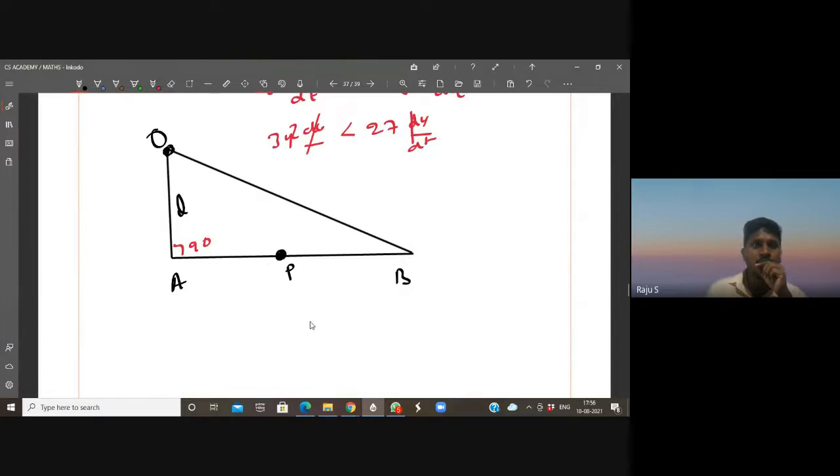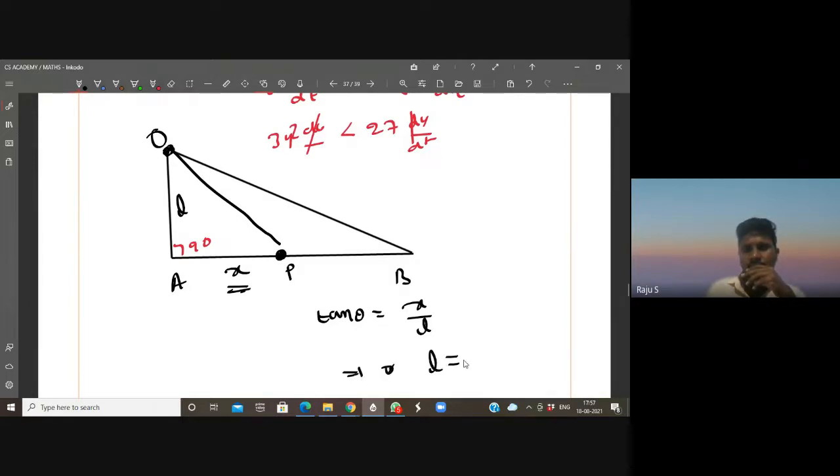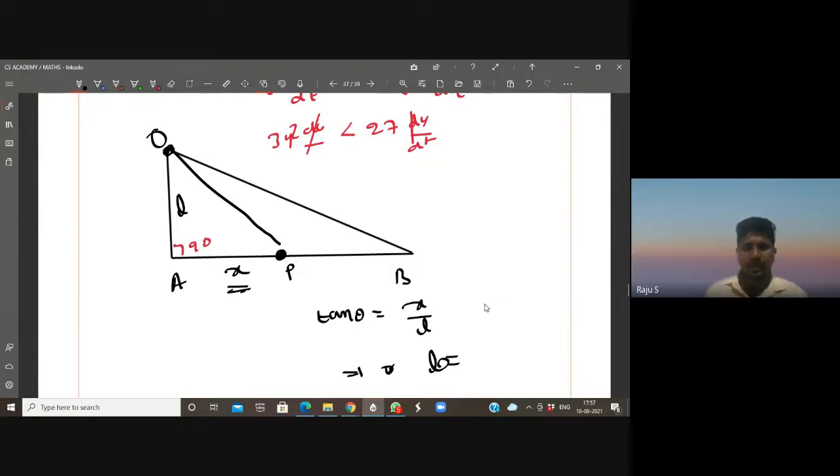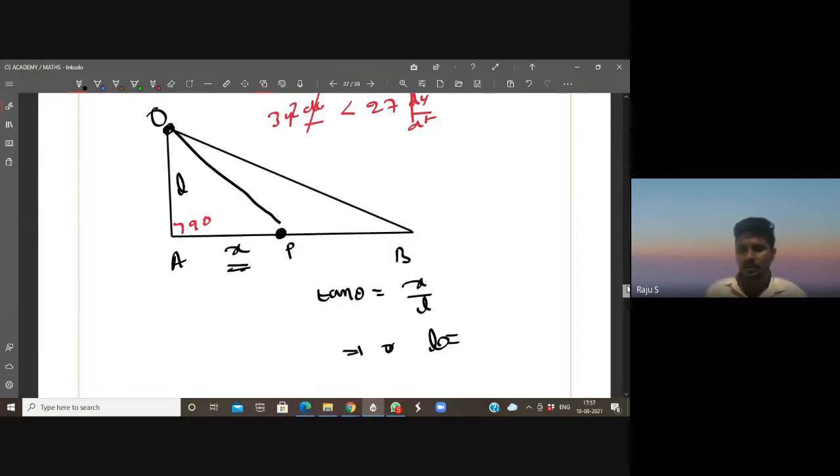How can you find this, students? If I take the distance as x, then tan theta is equal to opposite by adjacent, that is x by L. So x equals L tan theta. This is the theta. Now this is the equation.